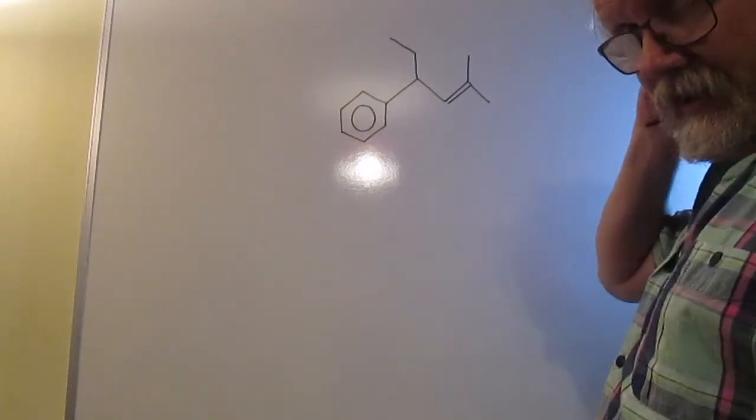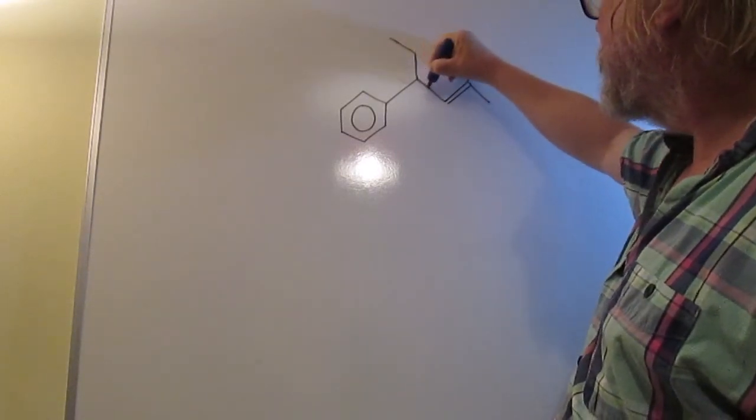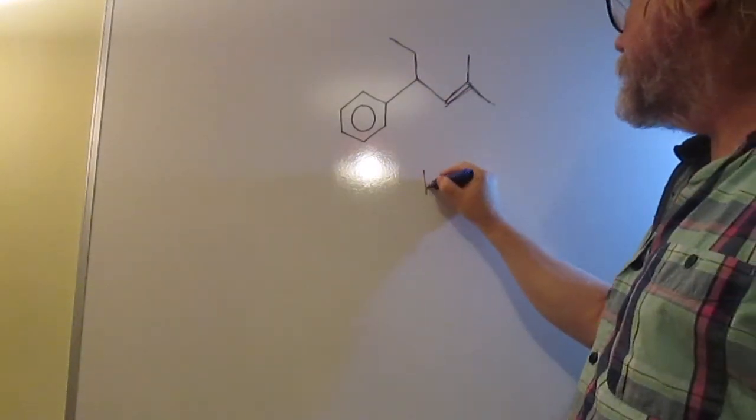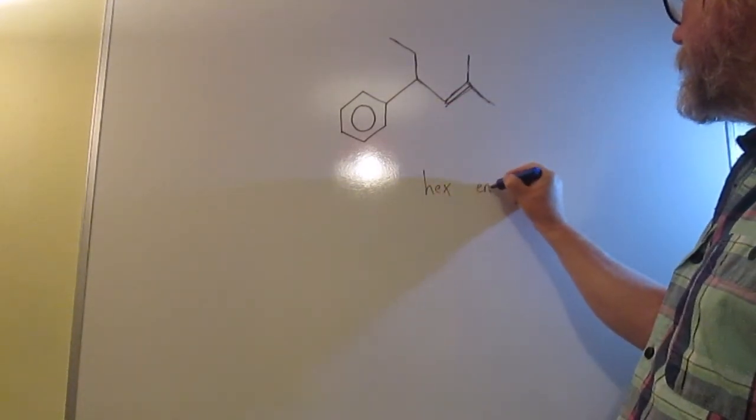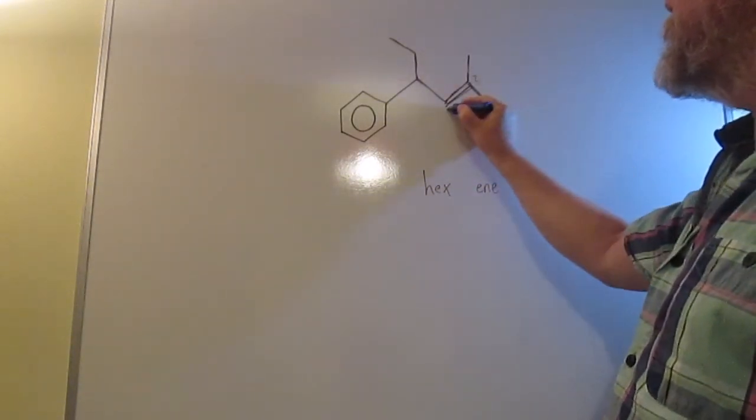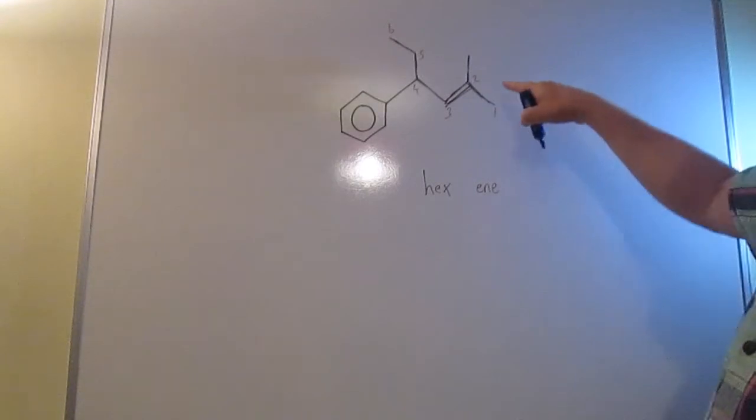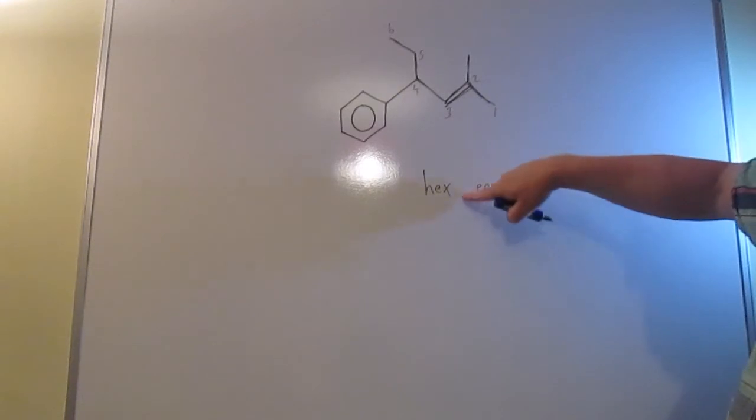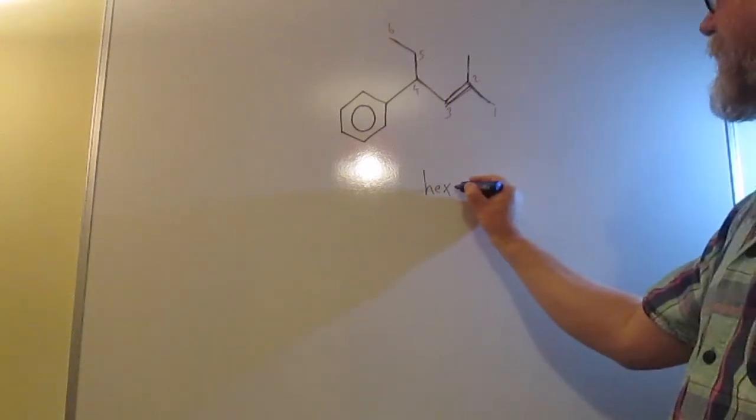So first thing is to identify the longest continuous chain. And you can see it goes 1, 2, 3, 4, 5, 6. So we've got a chain of 6, which is hex. It's got a double bond in it, which is ene. And we're going to start numbering this way round, because that way we keep the numbers as small as possible for that ending, which is what takes priority. So the ending of the name takes priority in the naming, and therefore we're going to number it that way around. So it's hex-2-ene.